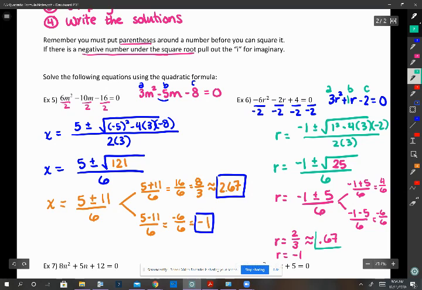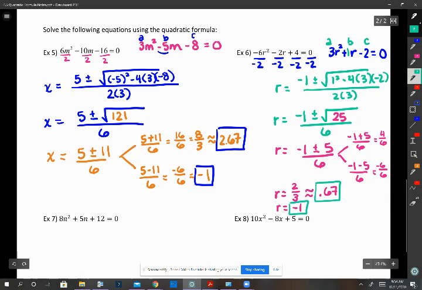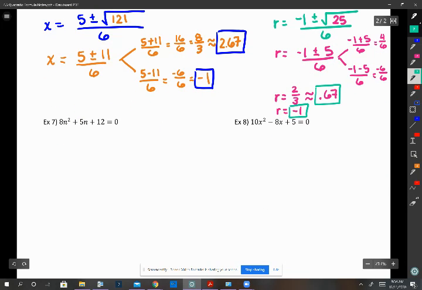If we're asked to write it as a decimal, do the 0.67. If not, then just do 2/3. But the steps are pretty much the same each time.